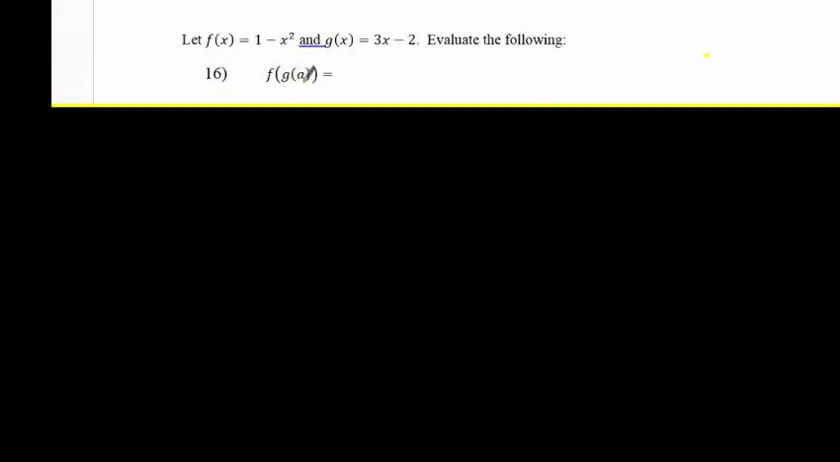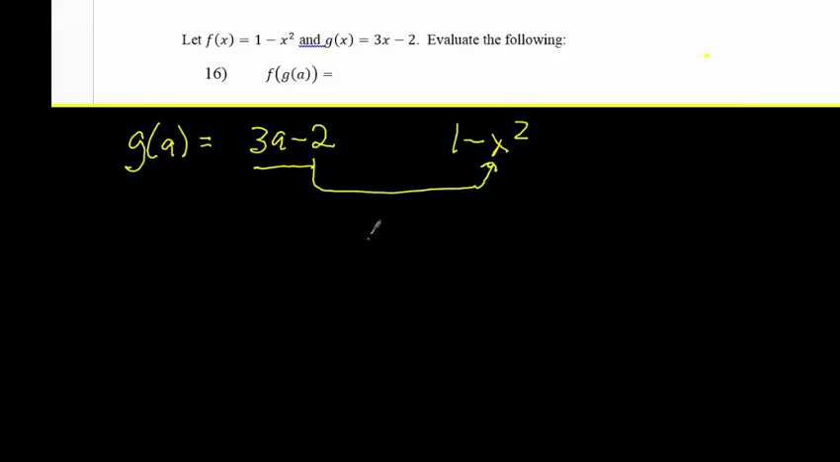All right, so for this function, it's just saying what is f of g of a. So this means I'm putting a into g. The very first thing I've got to do is find out what g of a is. Well, g of a is just, instead of saying 3x minus 2, it's 3a minus 2. And if I want to say, what is f of g of a? I'm putting that in place of x in 1 minus x squared. So I'm going to have 1 minus (3a minus 2) squared.